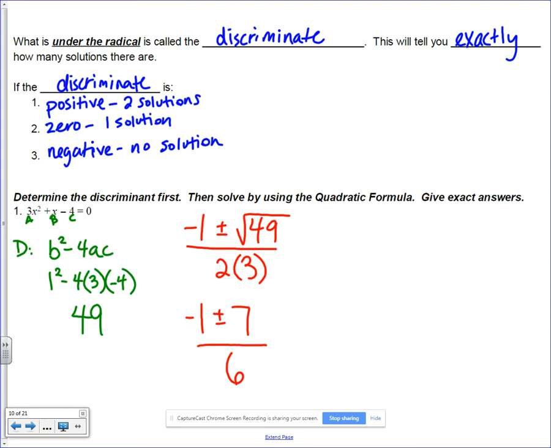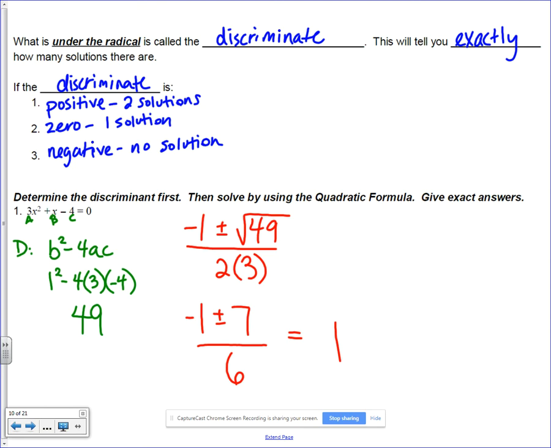Now we just have to find our answers, because you all know that this is going to give me 2 answers with a plus or minus symbol here, correct? So grab your calculators. Here we go. -1 plus 7 divided by 6. So that's our first answer, 1. Everybody doing okay? Let's do the other one now.